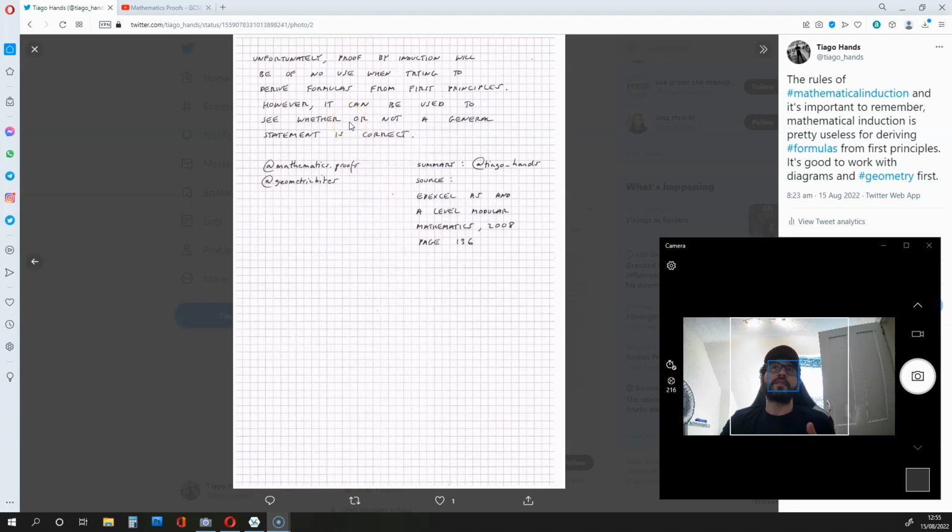Now, there is something you must take into account with mathematical induction. Unfortunately, proof by induction will be of no use when trying to derive formulas from first principles. However, it can be used to see whether or not a general statement is correct.